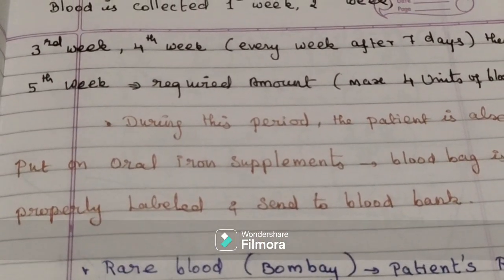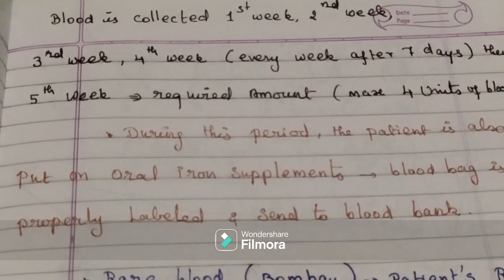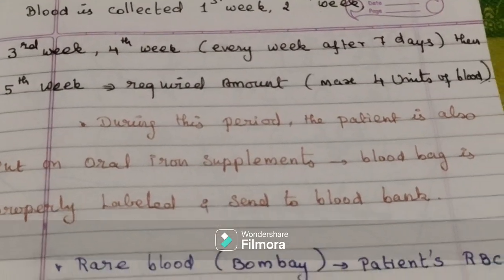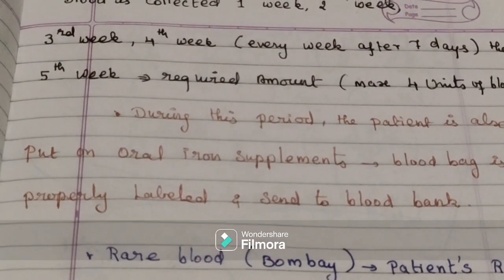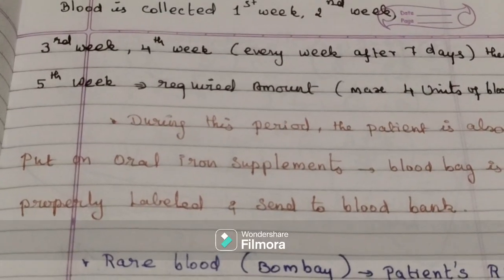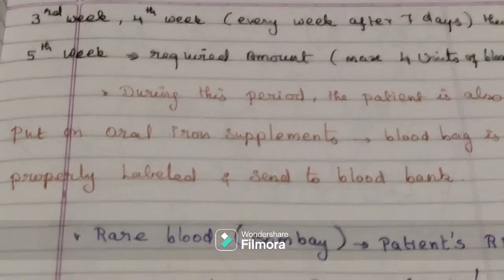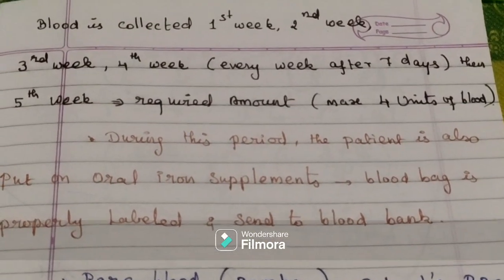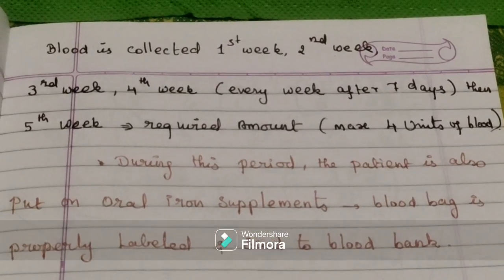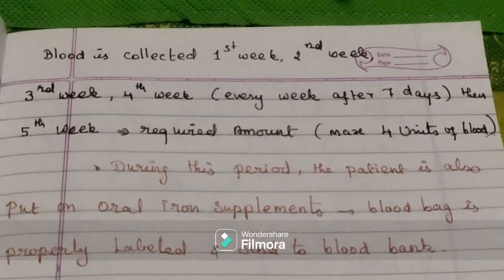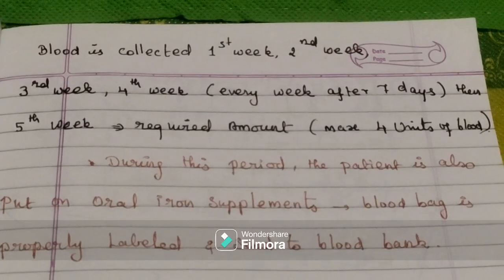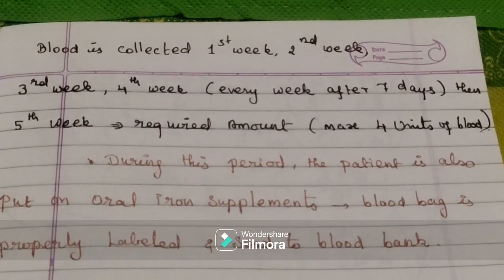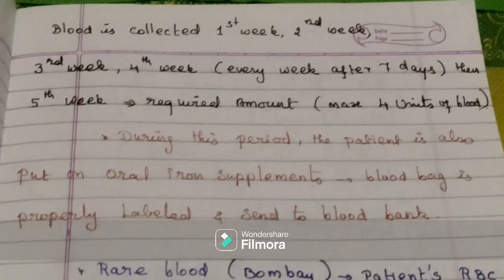At least 4 days should be there before surgery, but we are keeping a safe margin of 7 days before surgery. So a maximum of 4 units of blood can be collected in this manner. And the last collection should be at least 4 days before the scheduled surgery.